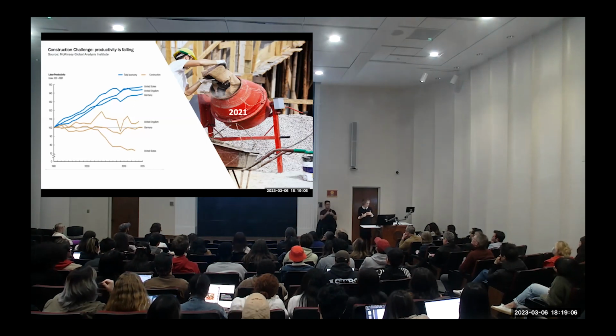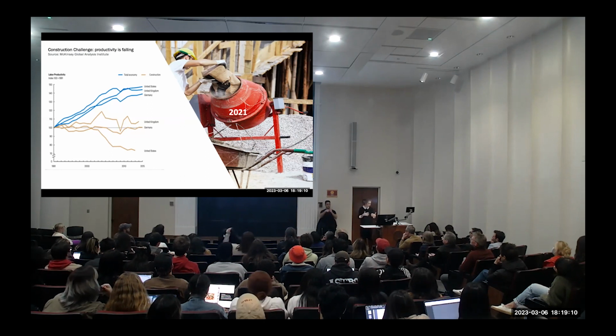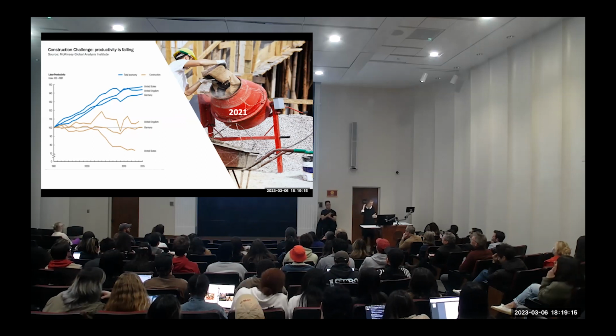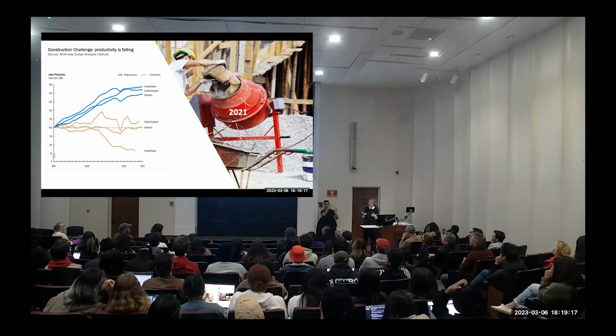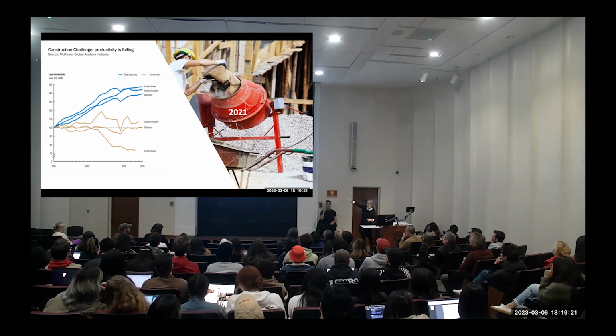First of all, what you see here is a diagram that shows, on the one hand, labor productivity, and then it also shows other economies. And so you see basically the United States and the construction industry is the line that is at the bottom. This is from a McKinsey report. So over the years, the productivity of the site has gone down.